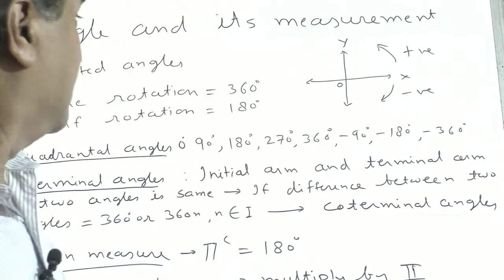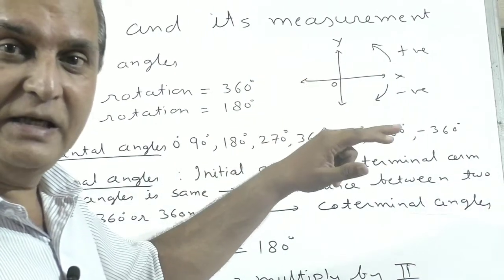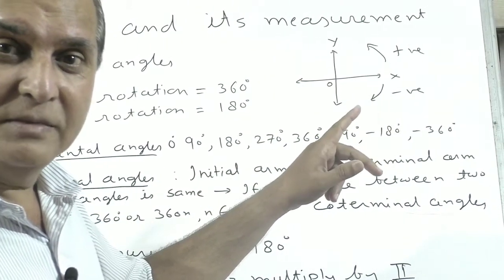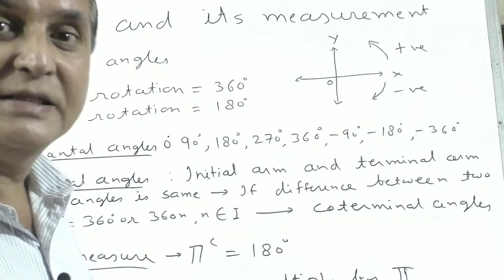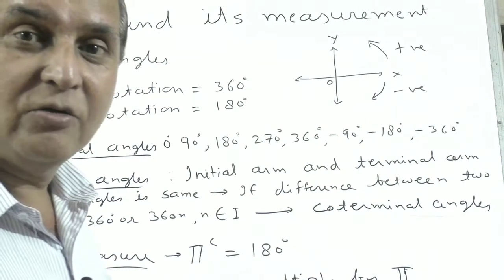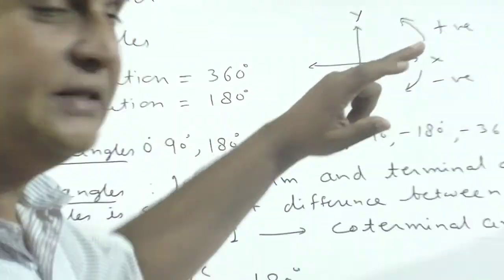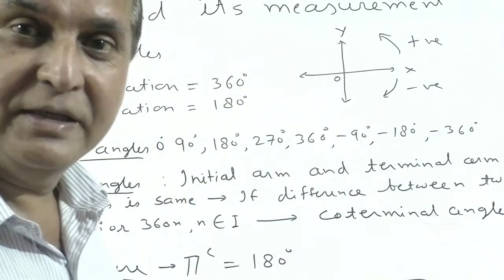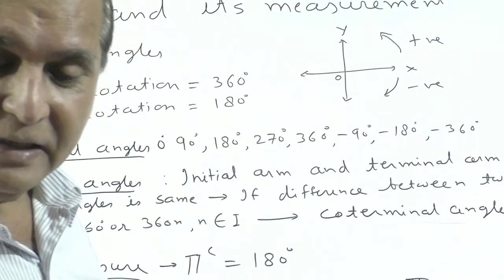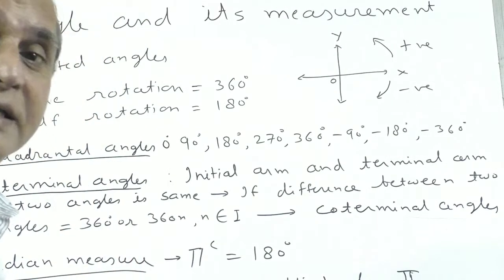If the initial and terminal arms lie along an axis of the Cartesian system, then they are called quadrantal angles. So 90 degree, 180 degree, 270 degree, 360, or minus 90, minus 180, minus 270. Understand the definition? We'll discuss while solving the exercise.